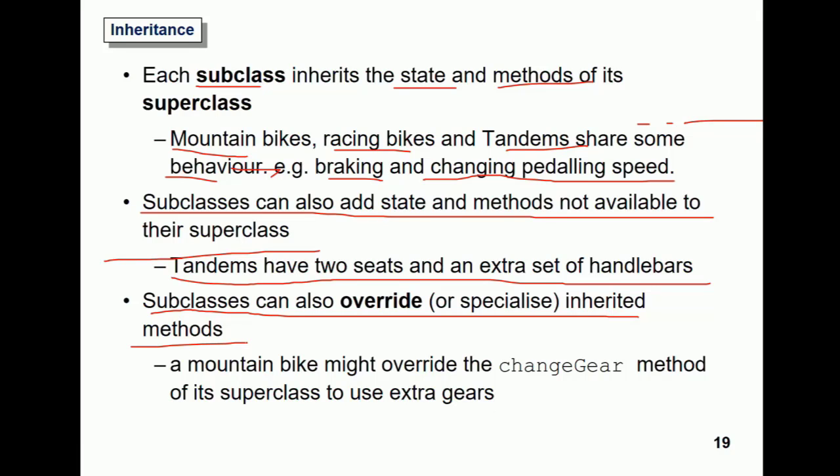Or for example, some bikes will have brakes in the pedals and the handlebars. Others might just have them in the handlebars. So you might want to specialize various methods depending on the type of bike. Another example, a mountain bike might override the change gear method of its superclass to use extra gears.